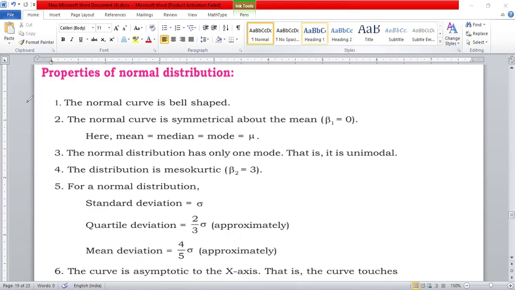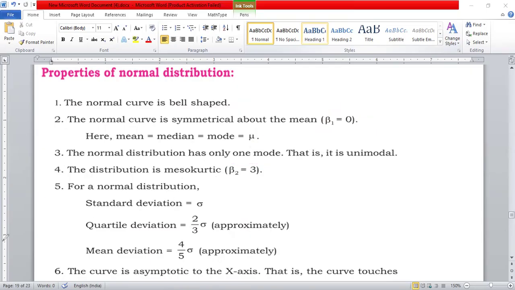First, the normal curve is bell shaped. The normal curve is symmetrical about the mean, so beta 1 is equal to 0. This is most important, guys. And here mean, median, mode are all equal to mu. So what is the beta 1 of the normal distribution? 0. The normal distribution has only one mode, so it is called unimodal. And the distribution is mesokurtic, that is, beta 2 is equal to 3. Very important: beta 2 is equal to 3.